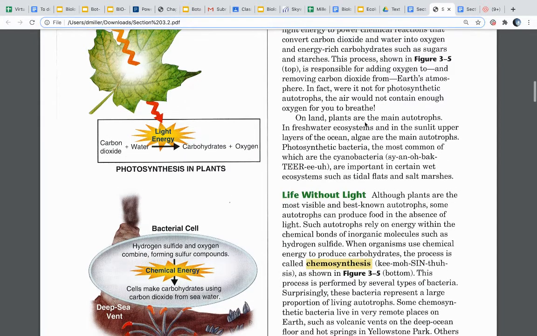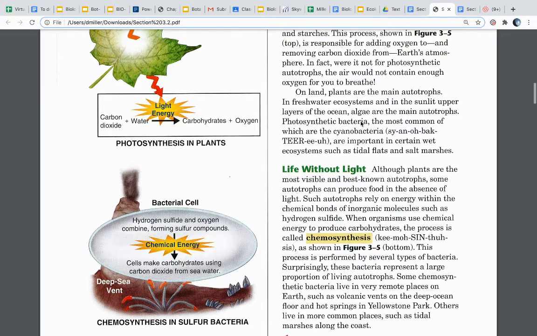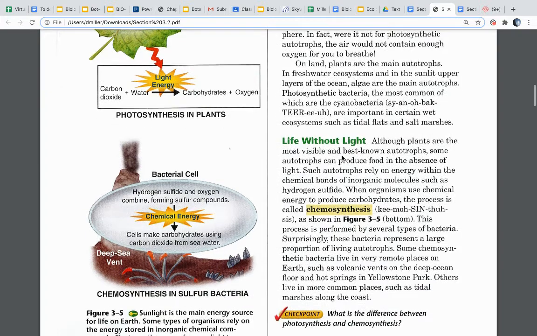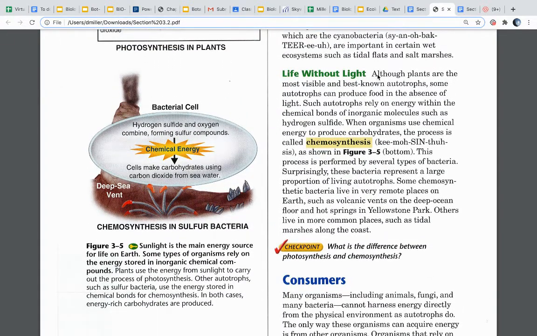In fact, were it not for photosynthetic autotrophs, the air would not contain enough oxygen for you to breathe. On land, plants are the main autotrophs. In freshwater ecosystems and in the sunlit upper layers of the ocean, algae are the main autotrophs. Photosynthetic bacteria, the most common of which are the cyanobacteria, are important in certain wet ecosystems such as tidal flats and salt marshes.